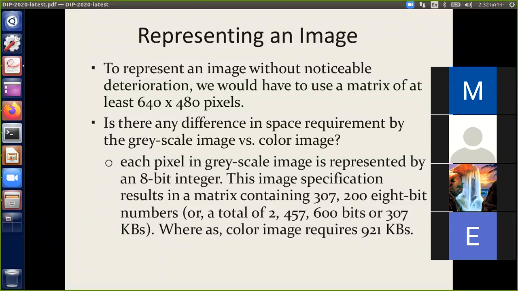But the problem is, as the number of colors increases, the memory space requirement also increases. As the memory space requirement increases, we are unable to save as many images as possible. So there is a need to control the number of bits that we are assigning for every pixel. That leads us to compression.